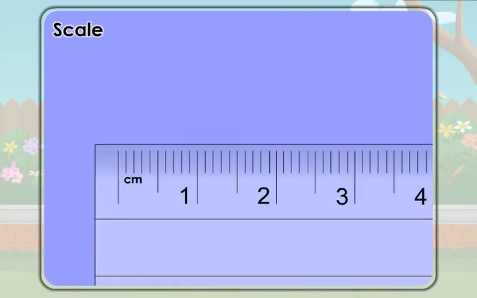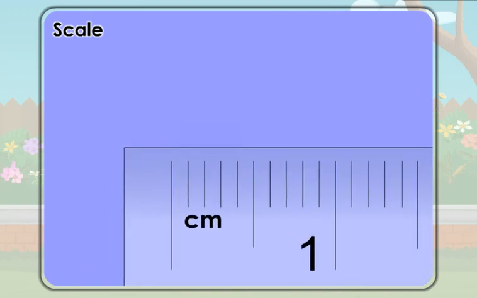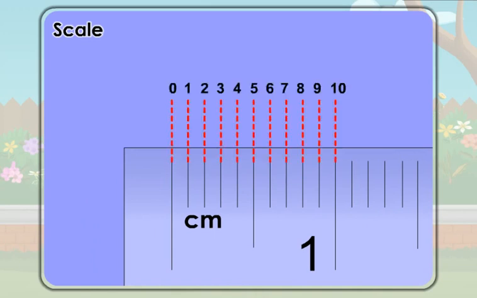Now, let us observe 1 centimeter more carefully. Within a centimeter itself, there are many small marks. The space from the zero mark to the first line makes a millimeter. And 10 millimeters make a centimeter. Or 1 centimeter is equal to 10 millimeters.